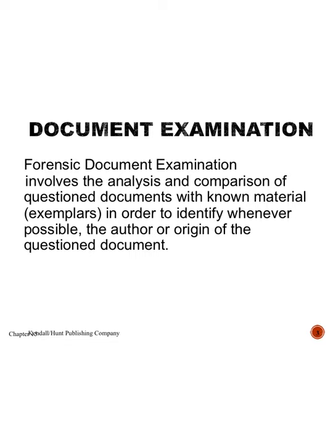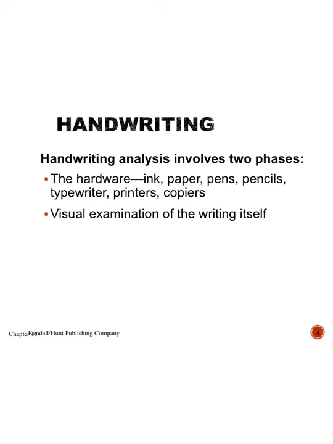All right, so when we look at handwriting and analysis of it, we have to include two different phases. The first phase is analyzing the ink that was used, the paper, whether it was pen or pencil. Was it a typewriter or was it a printer? Or did they even possibly make copies of the materials? Then we actually look at the visual examination of the writing itself, and that is what you guys are going to be doing today with our 12 basic characteristics of handwriting.